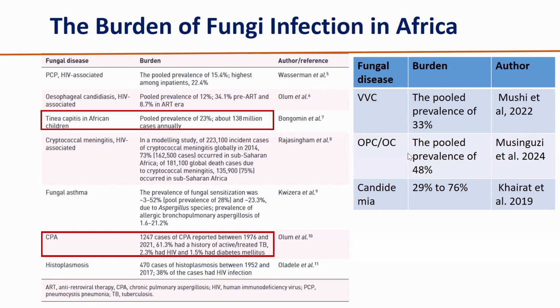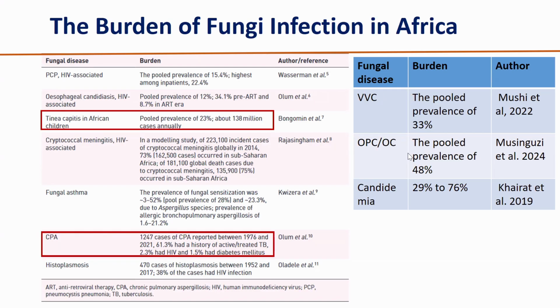Even in the African continent, we have a lot of people who are atopic, and they are using a lot of corticosteroids for the asthmatic condition, and hence keep them at risk of getting fungal infection, and inhaling fungal spores, which lead to fungal asthma, which is also present in Africa.